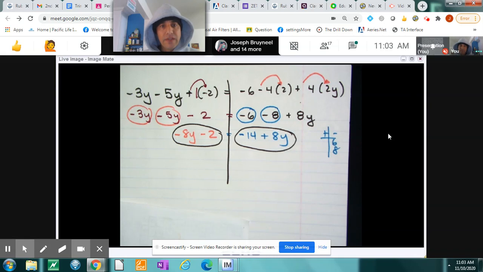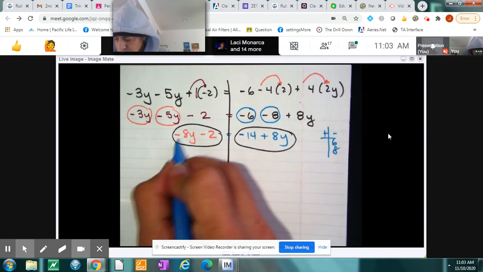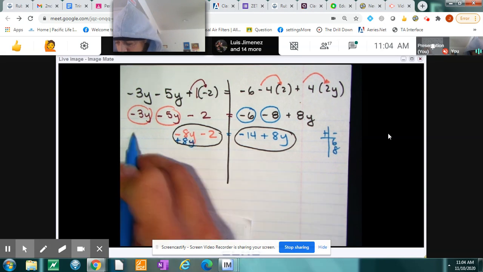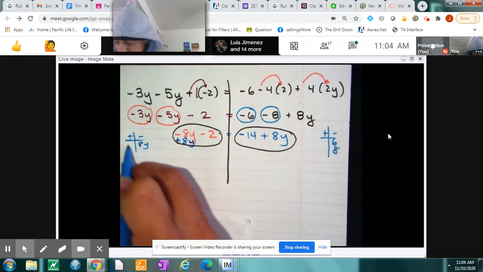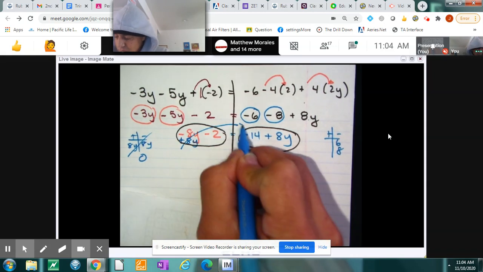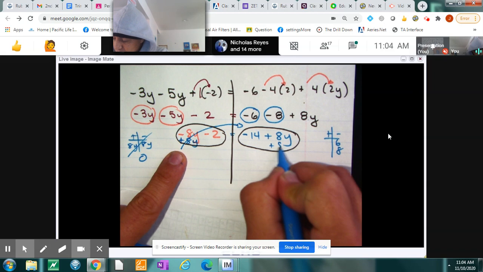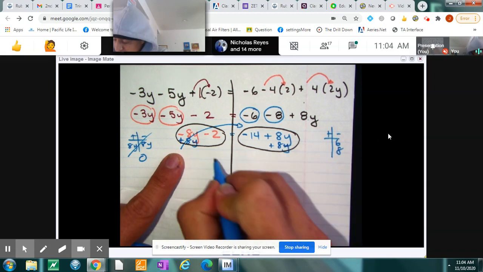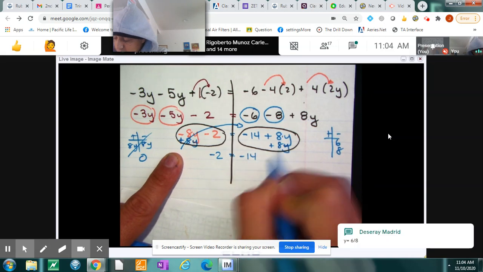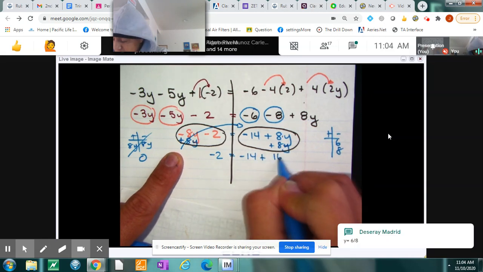The negative 8y? Oh, sorry. How do I get rid of the negative 8y? How do I make it 0? Yeah, plus 8y. Because look, it's going to be negative 8y plus 8y. That's 0, right? That's what you want. So then you do plus 8y over here. See that? What comes down? Negative 2 equals negative 14. 8y plus 8y is 16y.